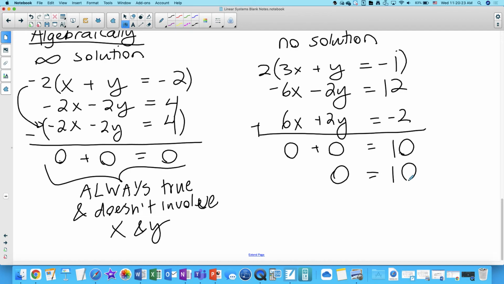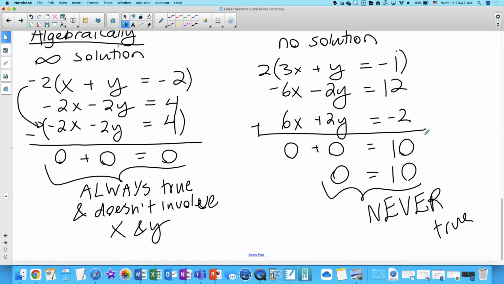Yeah. It's not valid. It's never true. This is never, ever true. Doesn't matter what x is or y is. It's just never true. I like to use the word sometimes, it's nonsensical. It's like nonsense. Doesn't make sense.